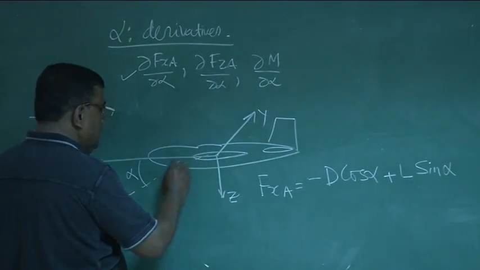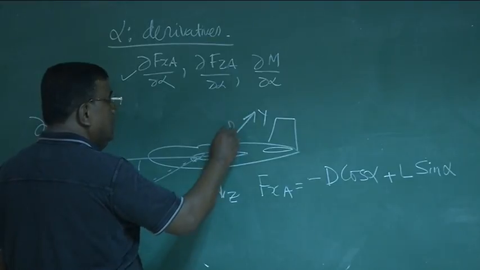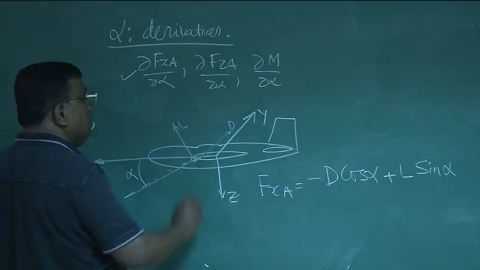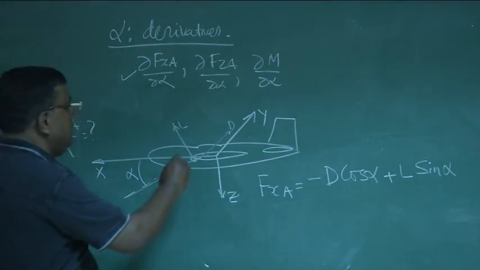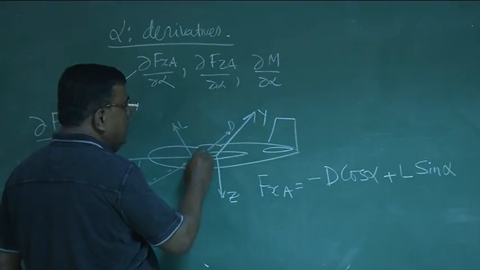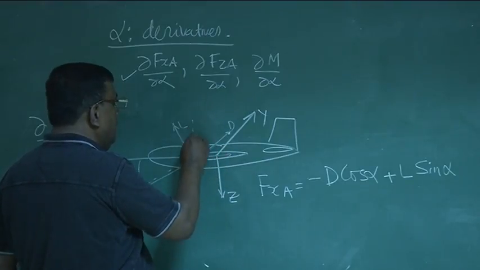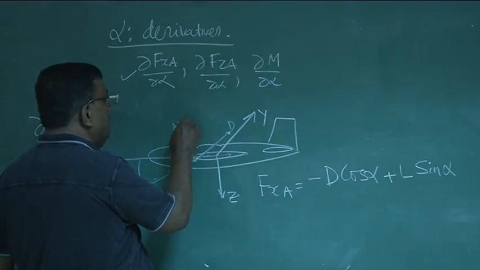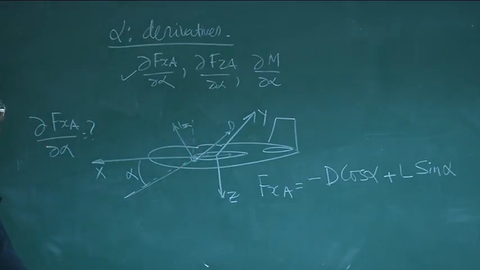You could see that if this is V, then drag will be here and lift will be here. So in general I can write fxa as minus because of D, right? Minus this component will come here, so minus D cos alpha, and from L you will get one component along x direction, so L sin alpha. Okay, no issues on that.